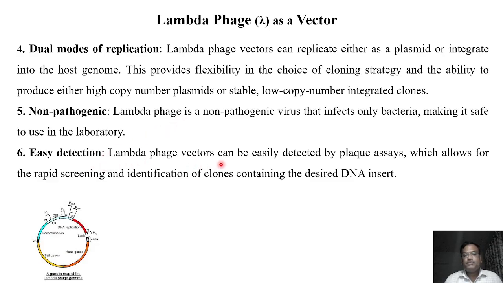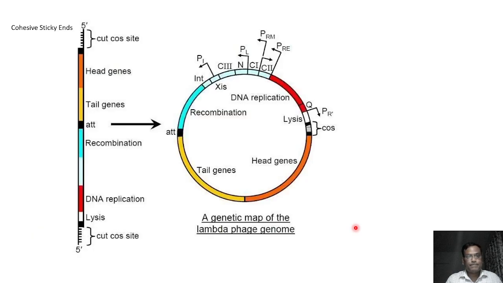And lambda phage vectors can be easily detected by plaque assays, which allows for the rapid screening and identification of clones containing the desired insert. So as I already told you, once the recombinant DNA is inserted into the host cell, there is a screening of whether the recombinant DNA has entered into the cell or not, that has to be identified. And if we use lambda phage as vector, this process becomes very easy.